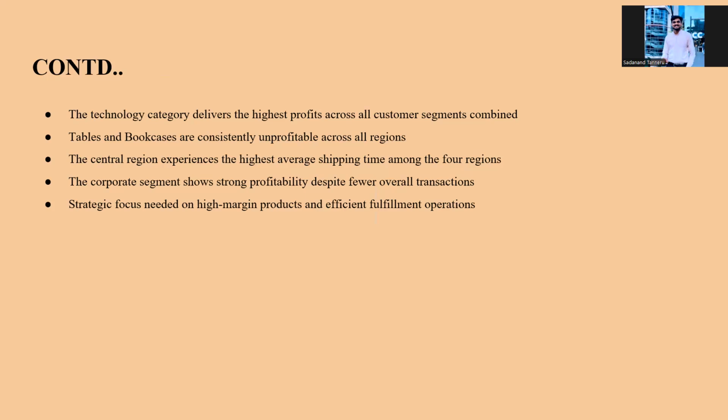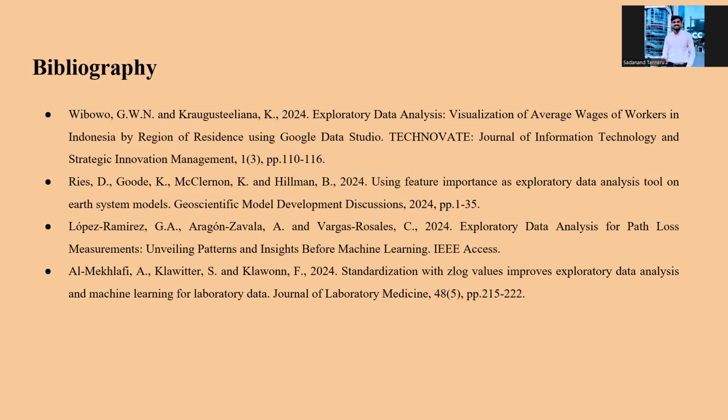So in this slide, the additional information brings out the strength of the technology and corporate segments. There is persistent low performance in tables and bookcases, meaning that they should be reconsidered. Shipping problems in the central region and inconsistency in profits prompt the recommendations. According to these, it is better to focus on logistics and high-profit products, as well as focus resources towards segments and regions. So this is the bibliography.